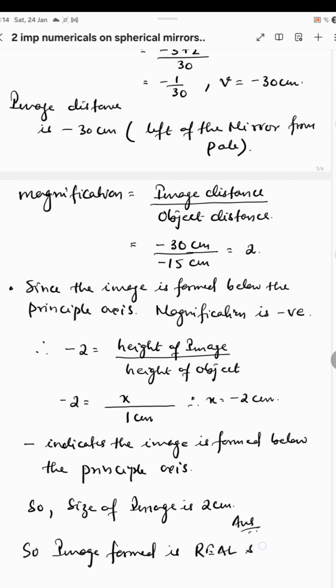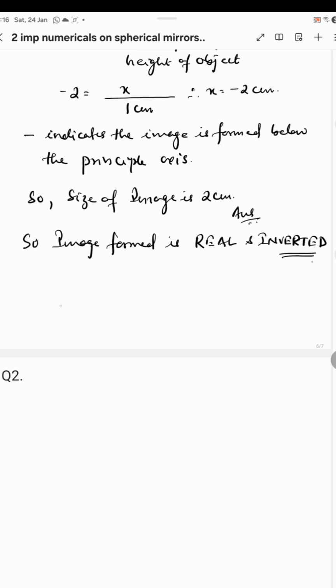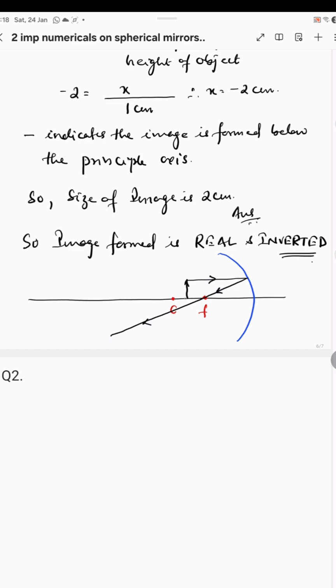Now if you draw the ray diagram, it will look something like this. So you can see the image formed is inverted and below the principal axis.